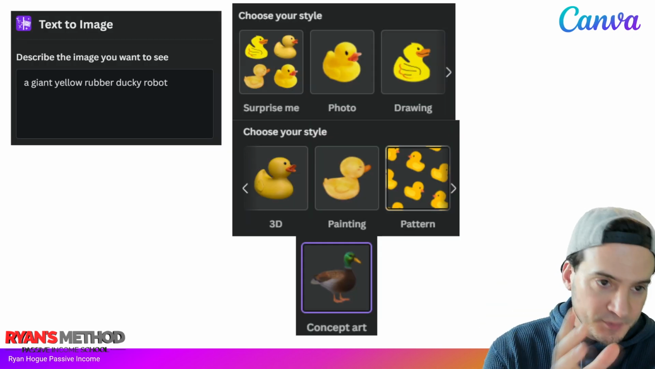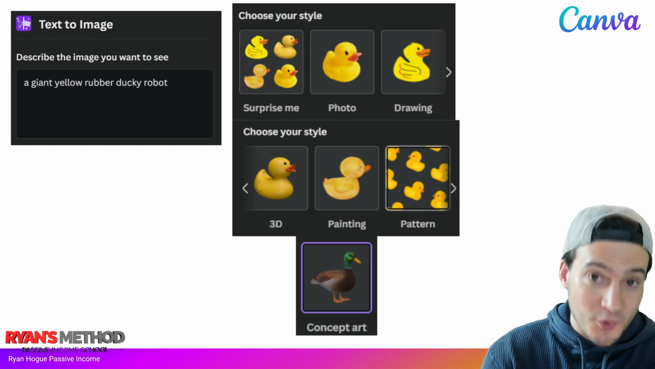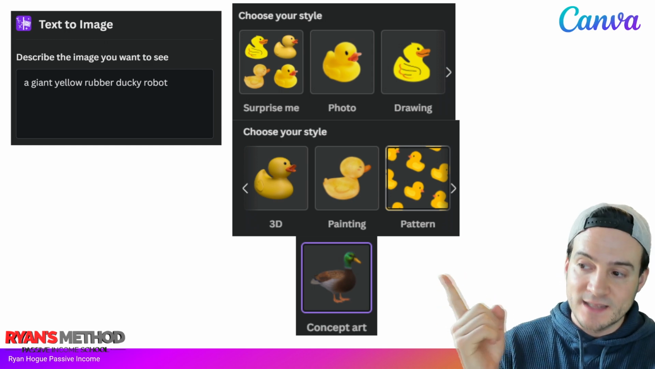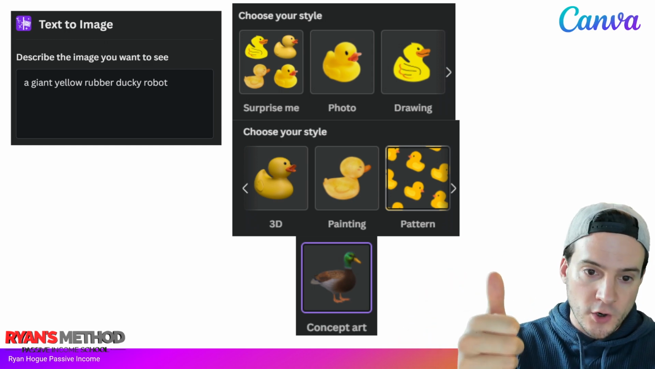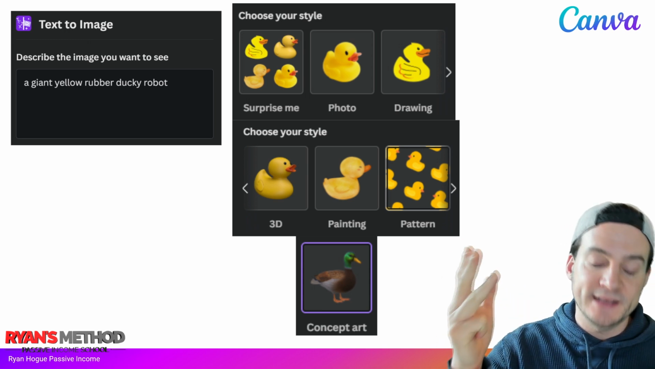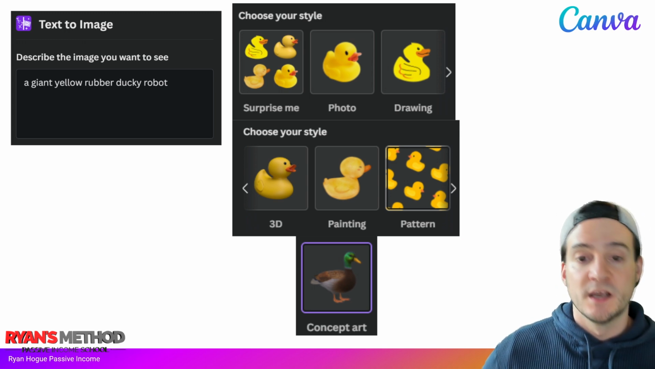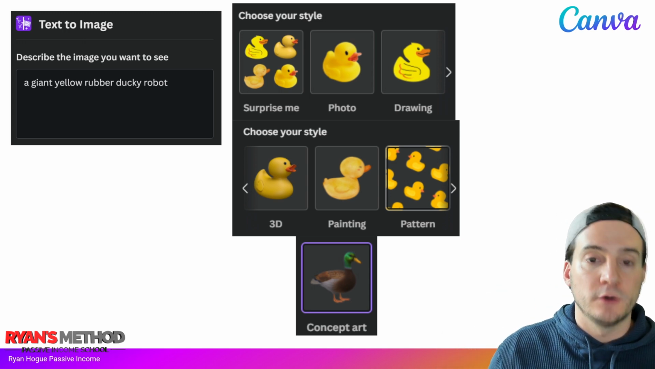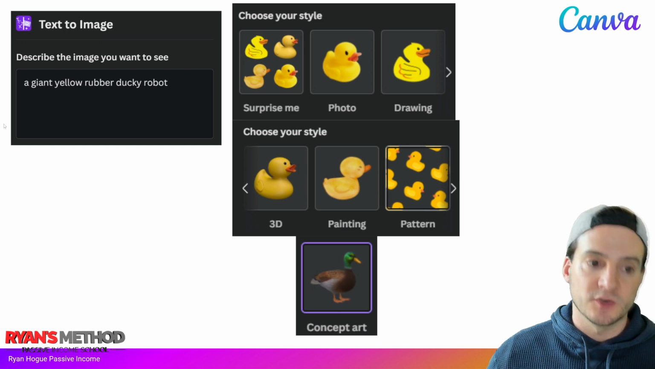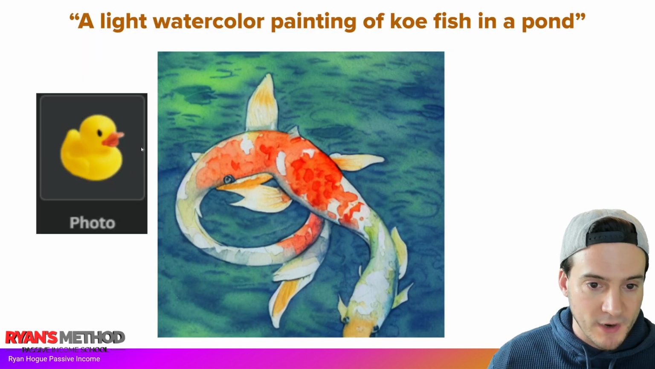Then you get a text prompt, so you can tell it what you want it to output and select the art style. The art styles include photo, drawing, 3D, painting, pattern, and concept art. And I've got examples of each of these. When you have it generate art, it'll generate 4 at a time. So I've got 4 examples of each to show you right now.